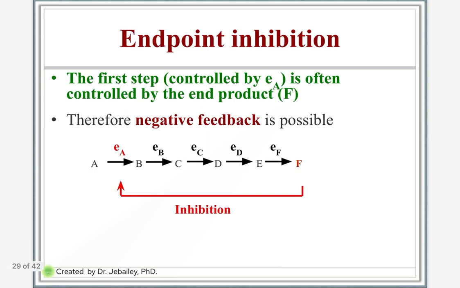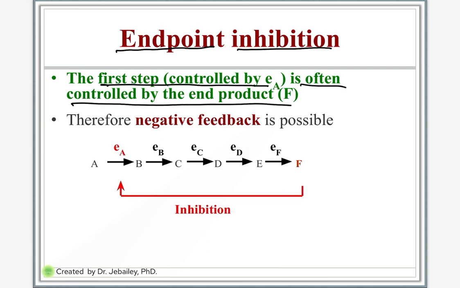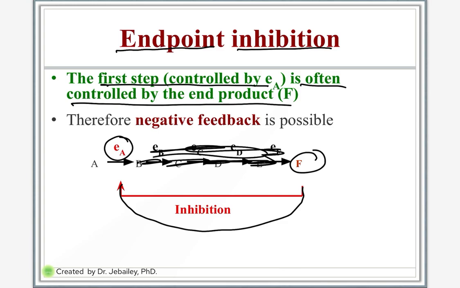This is where we get to the point where we talk about endpoint inhibition. So usually it's the first step that is often controlled by the end product. As you can see, the product F right here goes all the way back and stops the enzyme A. If you stop the enzyme A, none of this in the middle works. All of this is completely stopped.